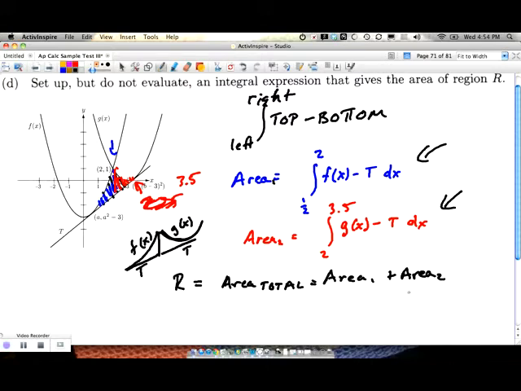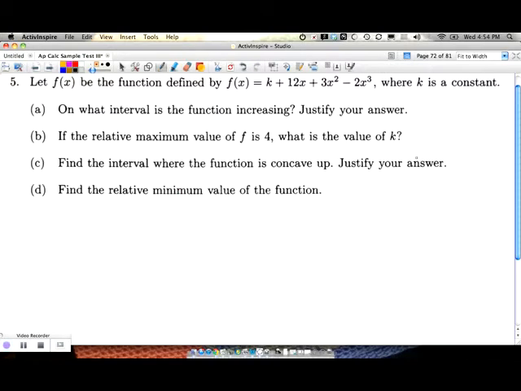Alright, that was a big question. Wow. Alright, let's do something a little more simple. Let f of x be a function defined by this. Notice that k is a constant, but we're just going to do our normal things. We're just going to treat k like a constant.